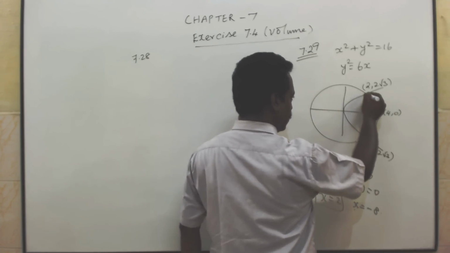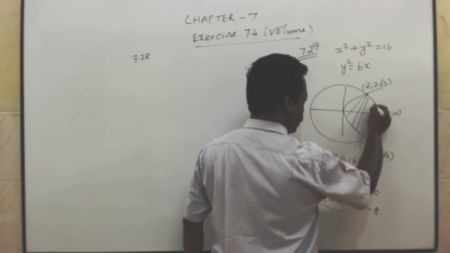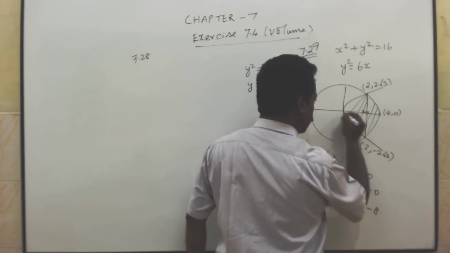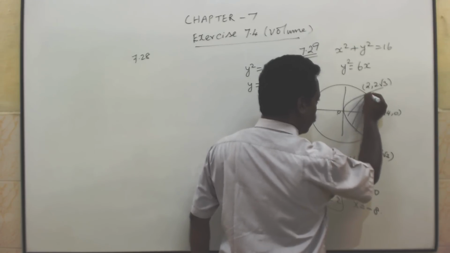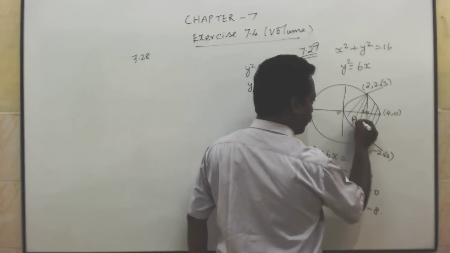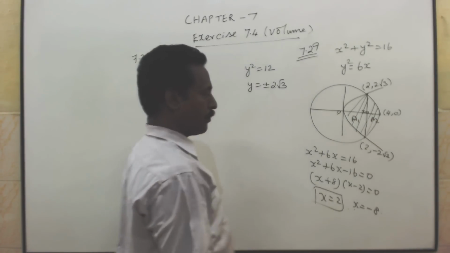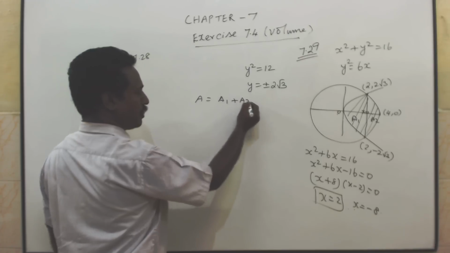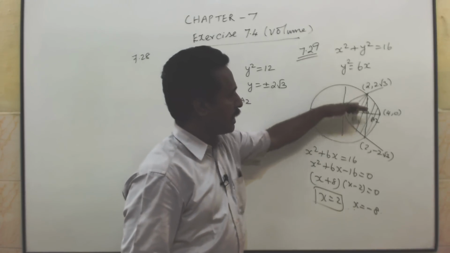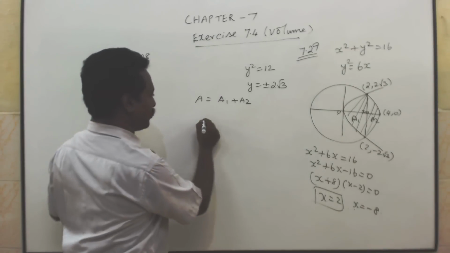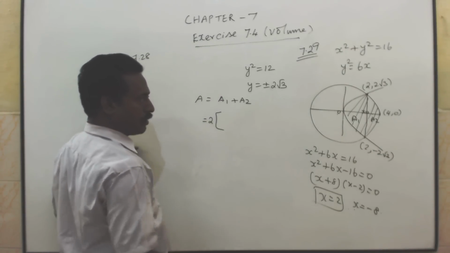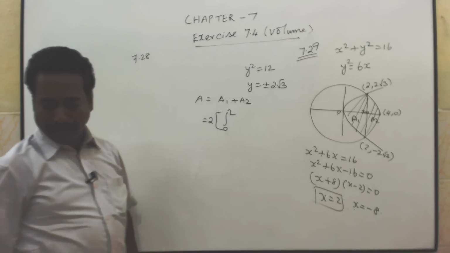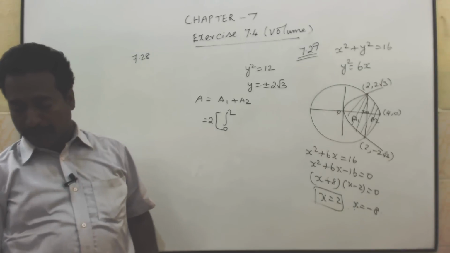So we have to find this area. If you want to find this area, listen carefully. At x is equal to 2, 0 to 2 is the parabola, 2 to 4 is the circle. This is A1, this is A2. Therefore, required area equal to A1 plus A2. Both above the x-axis as well as below the x-axis, therefore the answer is multiplied by 2. 0 to 2, that is the parabola. 0 to 2 is the parabola area.